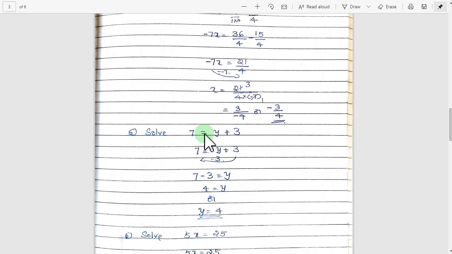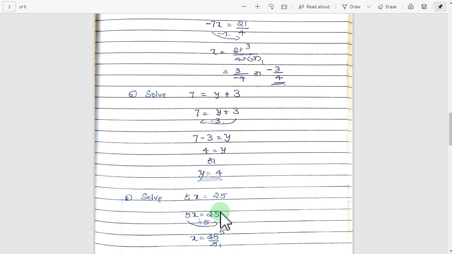Next, solve 7 = y + 3. Here see, y is on the right hand side, so keep the variable on that side and take the number to the other side. 7 is on the left hand side. When you take +3 to the other side, whichever number is there on that side should come first, then take the number. So 7 - 3 becomes... minus 3 is equal to y, which remains on the right hand side. 7 - 3 is 4. Finally you write y = 4.